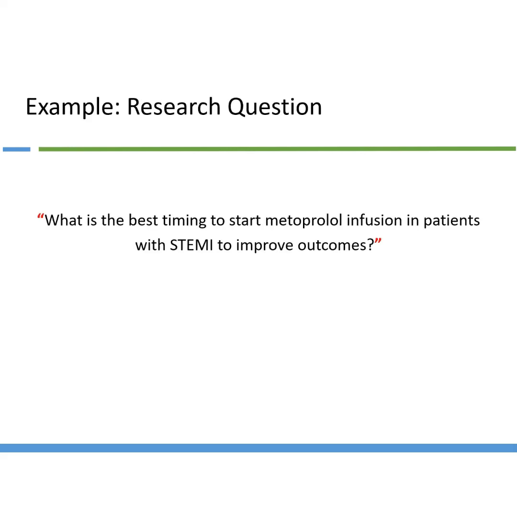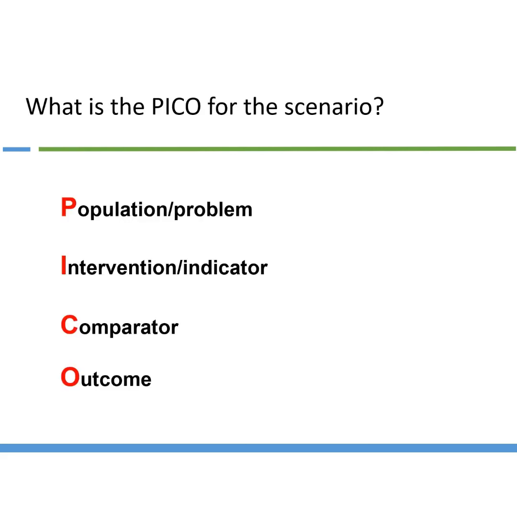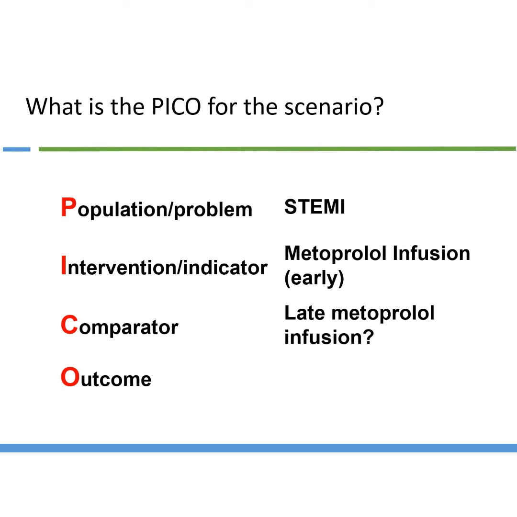This is an example of a research question. What is the best timing to start metoprolol infusion in patients with STEMI to improve outcome? So let's change it into the PICO format: the population, intervention, comparator, outcome. My population here is STEMI patients. Intervention is early metoprolol infusion. Comparator is maybe late intervention. And the outcome is CVD or cardiovascular outcomes.